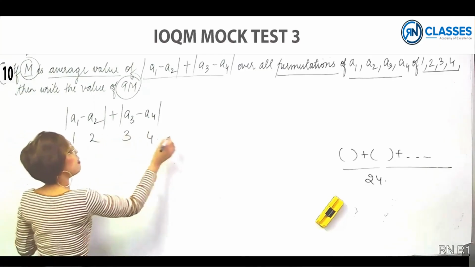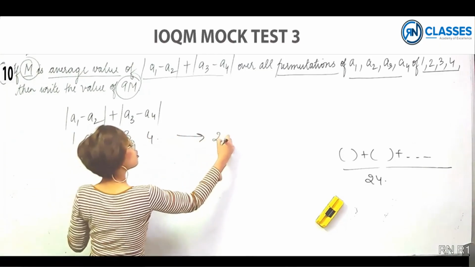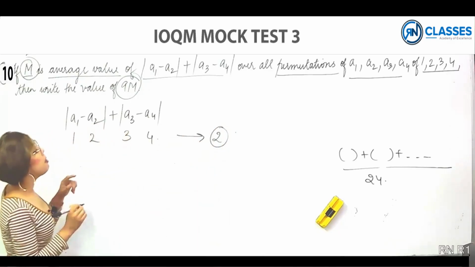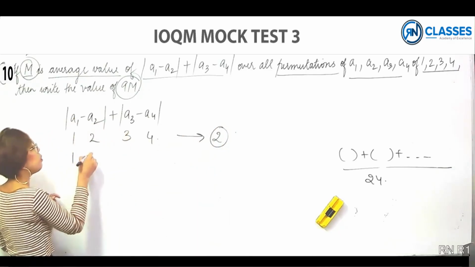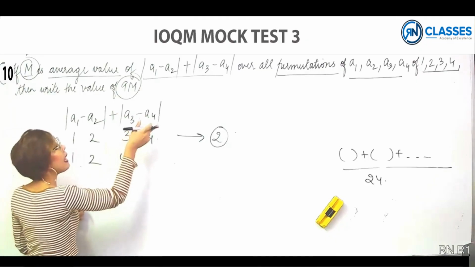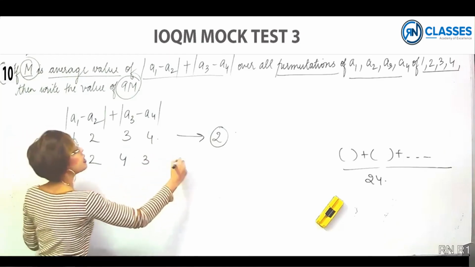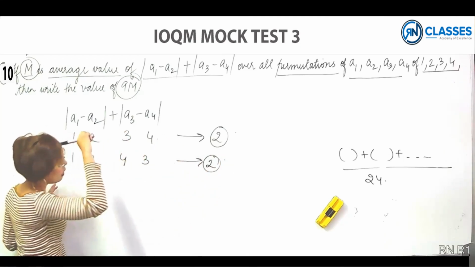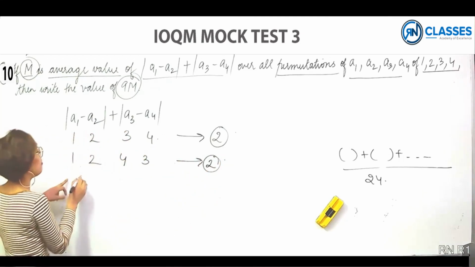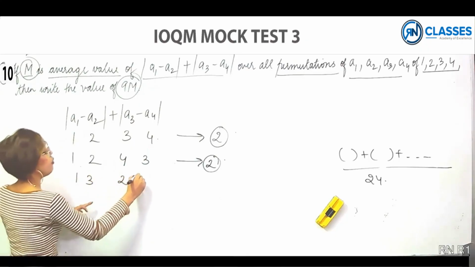Again, in this case, the sum would be 1 plus 1, which is 2. Right? Now, permutation. Let me take A1 as 1, A2 as 2, A3 as 4, and A4 as 3. In this case also, this is 1, this is 1, this will become 2. Right? What else? So, 1, 2 are exhausted. So, let me take 1, 3. Then I can take 2, 4 here.